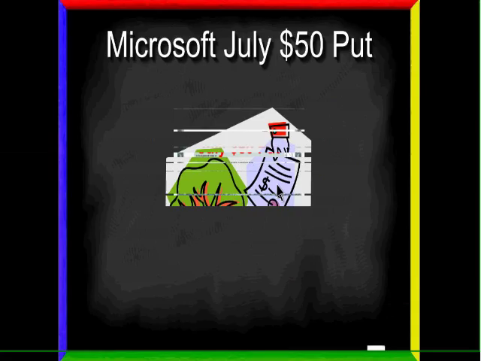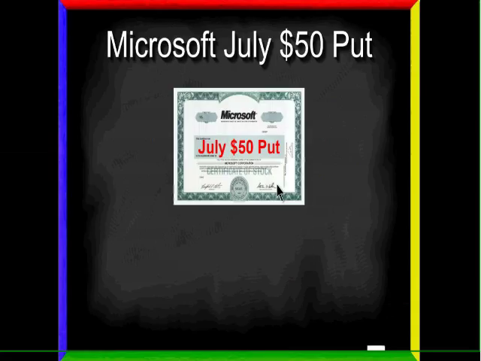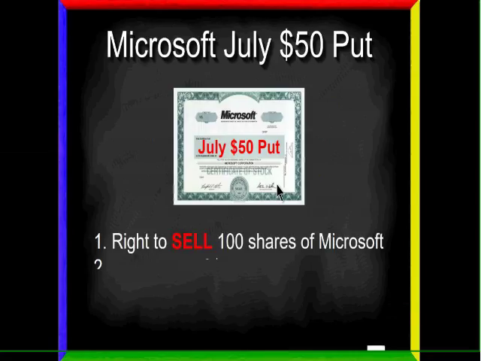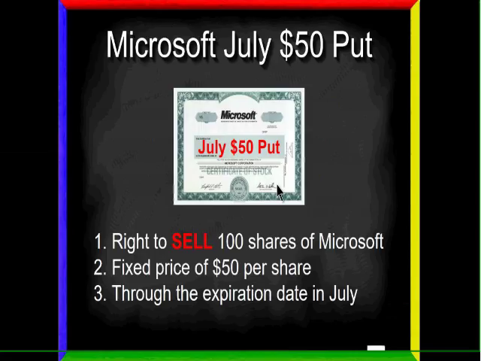So if we have a Microsoft July $50 put, same idea: the right to sell 100 shares of Microsoft at a fixed price over a given period of time through the expiration date in July. So if Microsoft is at 40, how much are we going to receive? 50. What if it's at 30? 50. What if it's all the way to 50?